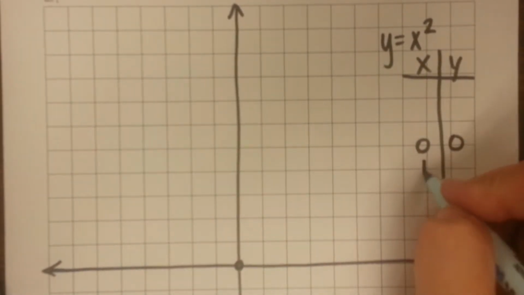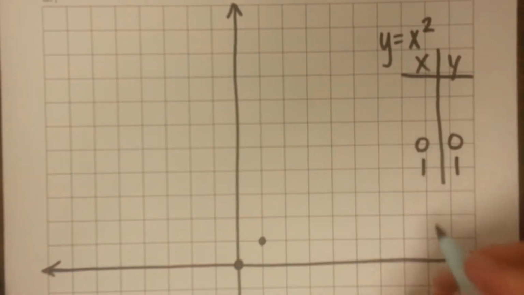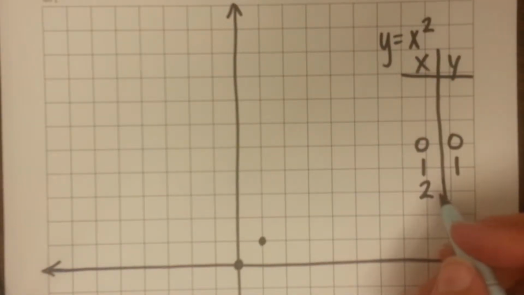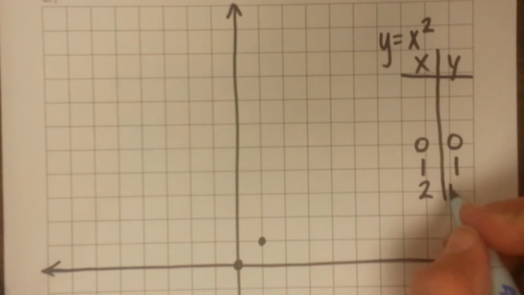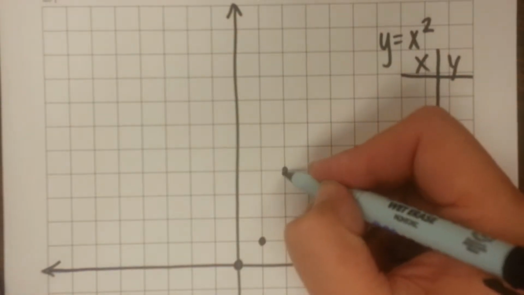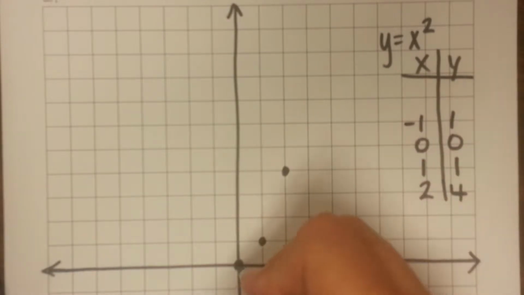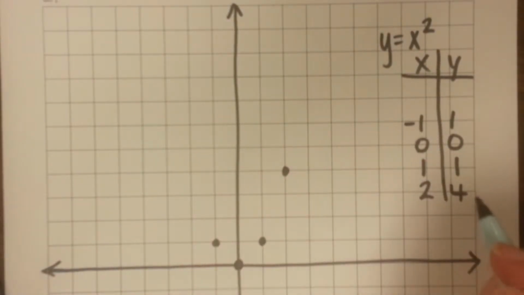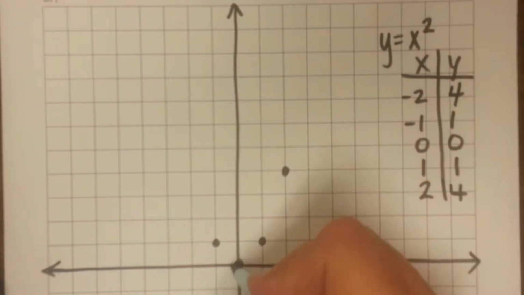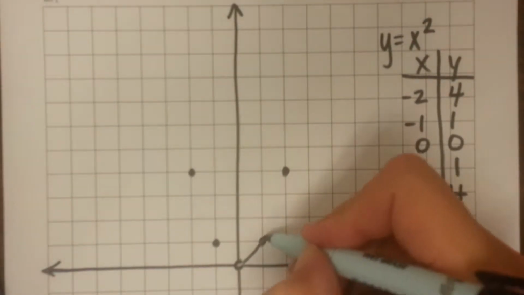If I throw in the number 1, 1 squared would be 1. So I would get out the point 1, 1. If I put in the number 2, 2 squared would be, sorry, 4. So I would have the point 2, 4. And then negative 1 squared would give us a 1. So negative 1, 1. And then if I put in negative 2, squared would give me positive 4. So negative 2, 4. And we would start building our parabola this way.